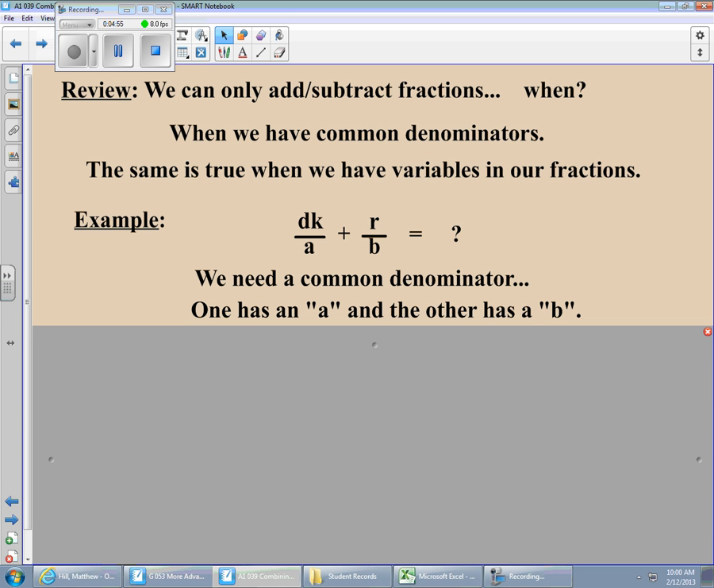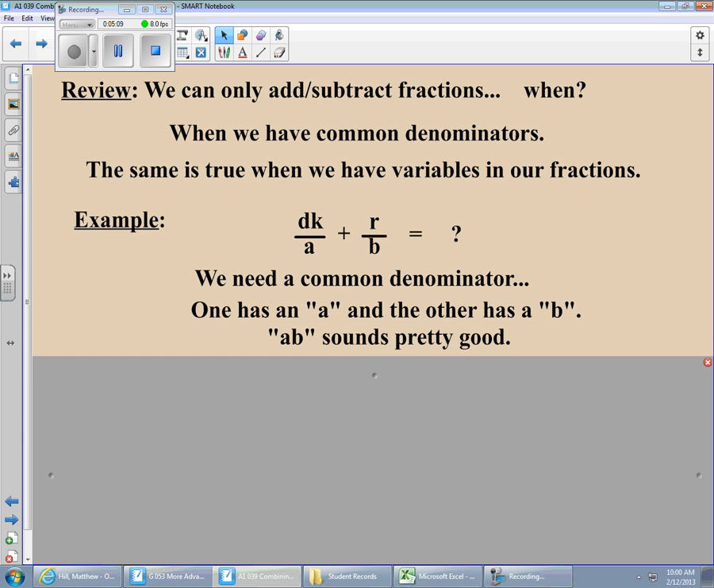Well, this denominator has an A, but it's going to need a B if it's going to become common, right? And this denominator on the left has a b, but it's going to need an a in order to become common. So what we're looking at here is if one denominator has an a and the other one has a b, then the common denominator most likely is ab. Okay, it's ab.